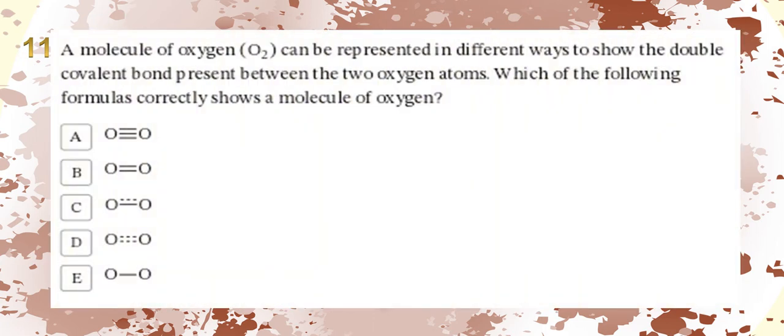Question number 11 says that a molecule of oxygen can be represented in different ways to show the double covalent bond present between the two oxygen atoms. Which of the following formulas correctly shows a molecule of oxygen? What about oxygen? It has a strong covalent bond, so we have a double covalent bond. So the right answer will be letter B.